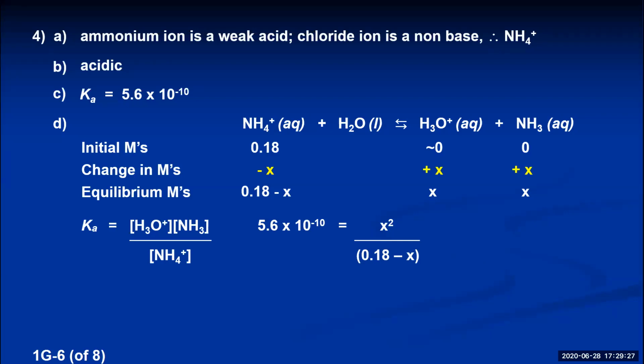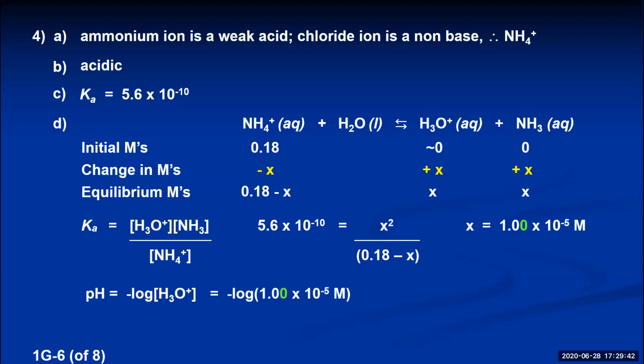We ignore the X in the denominator. And then when we solve for X, it comes out 1.0 times 10 to the minus 5th, which is less than the 5% rule. So this is the correct value for X. X stood for the hydronium ion molarity. So if we take the negative log of the hydronium ion molarity, we'll get the pH of this salt solution, which turns out to be acidic, 5.00.